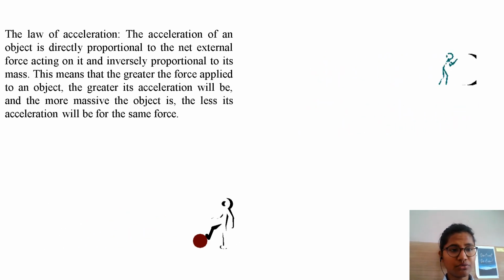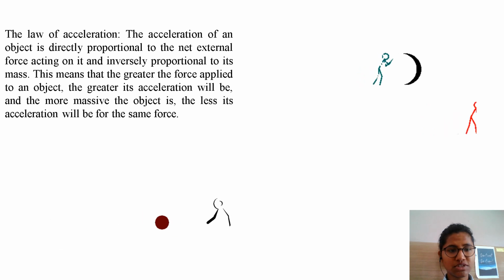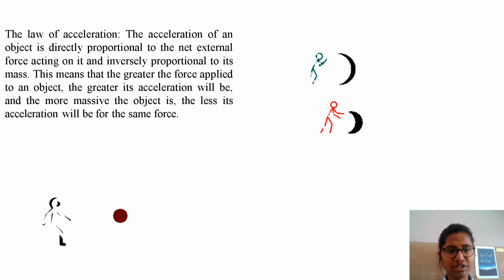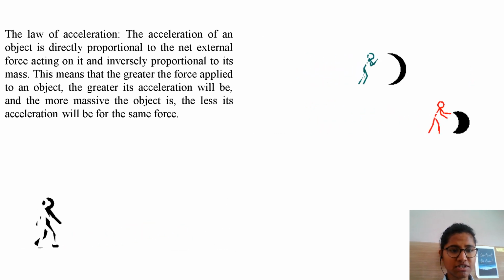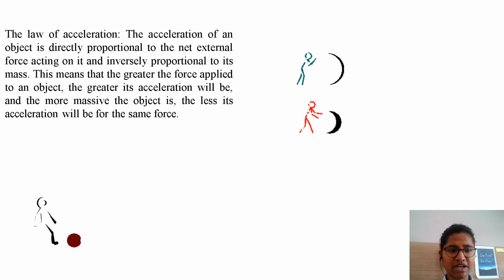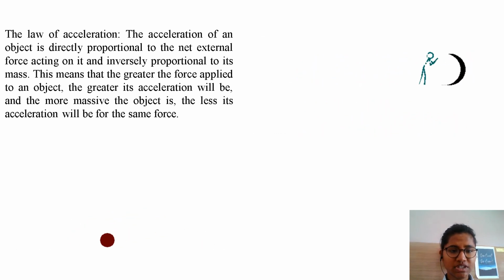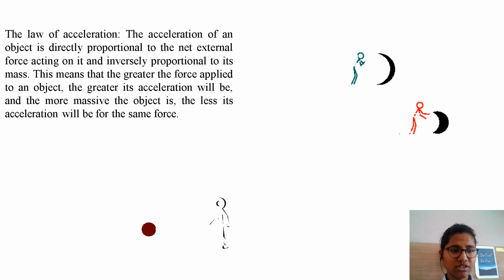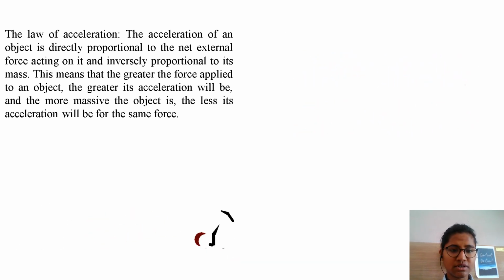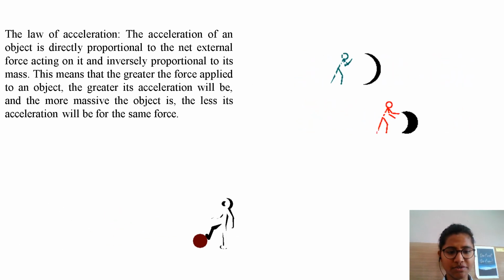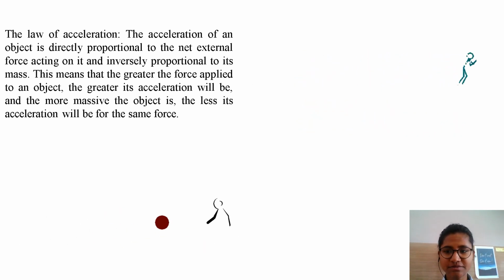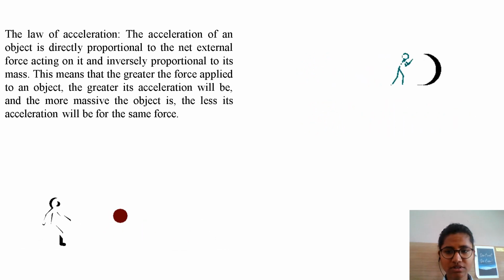The acceleration of an object is directly proportional to the net external force acting on it and inversely proportional to its mass. This means that the greater the force applied to an object, the greater the acceleration will be. And the more massive the object is, the less its acceleration will be for the same force. Here you can see in this image.